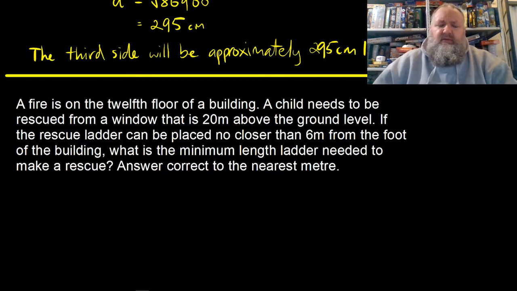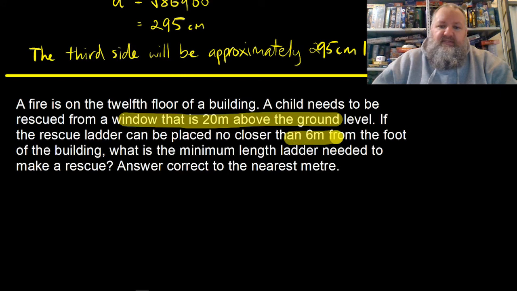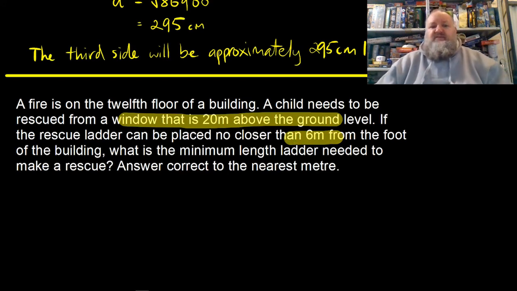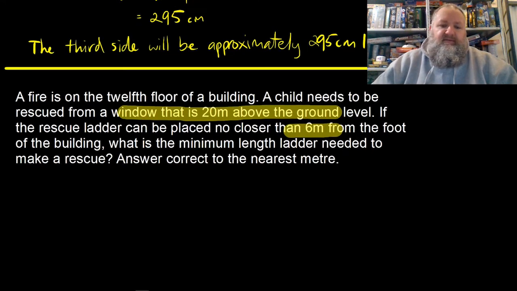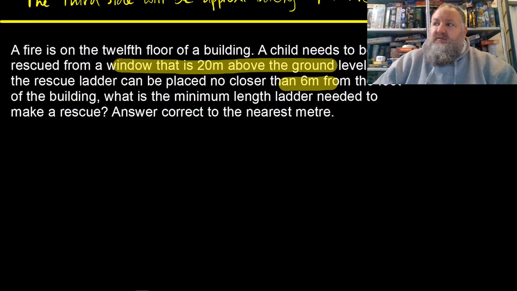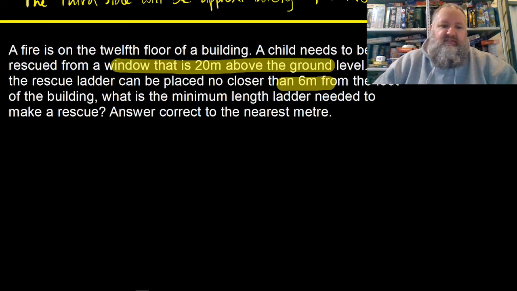Okay, so I've got to think about this. What is the important information here? Well, I know that the window to the ground is 20 meters. So window to the ground is 20 meters. And from the building to the ladder is 6 meters. So I can start to actually build up this idea of what this triangle will look like. Then let's have an attempt at that. Hopefully you can remember enough of this to see.